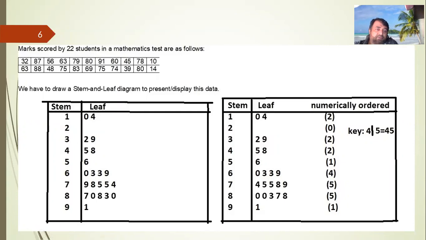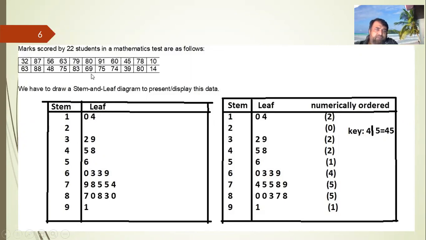We have to draw a long vertical line, and to the left side of the vertical line we create the stem: 1, 2, 3, 4, 5, 6, 7, 8, 9. To the right side of the vertical line is the leaf part. For 1, let's see, 0 is there, so I'm putting 0. Then for 1 there is a 14, so I'm taking 4 here.